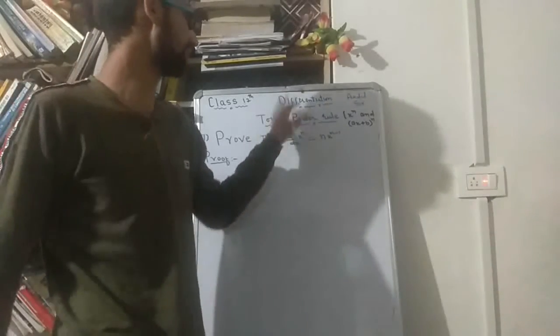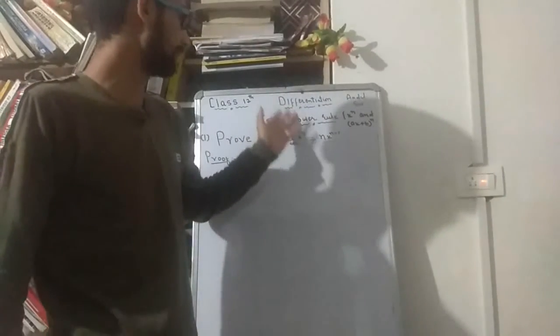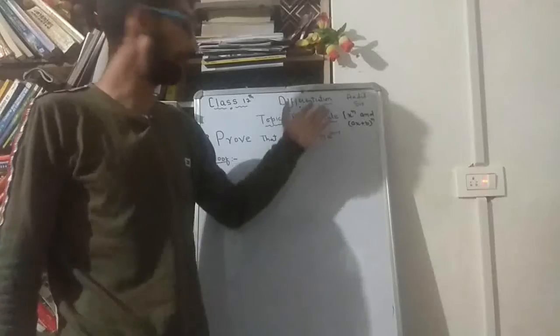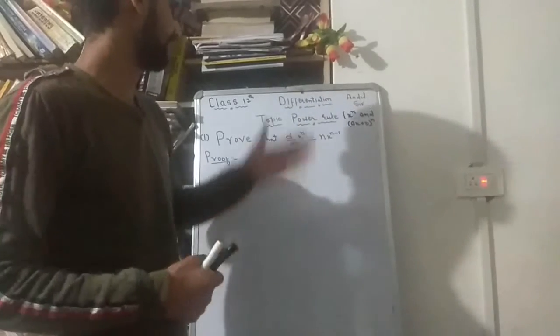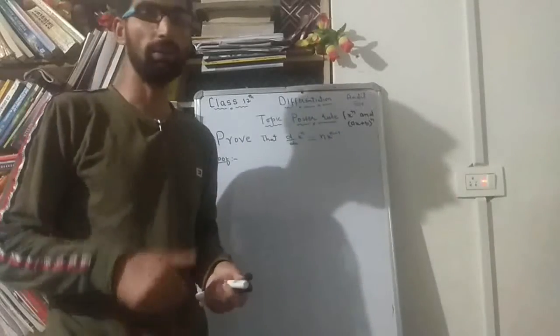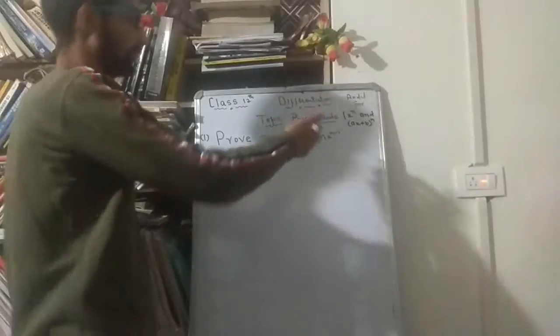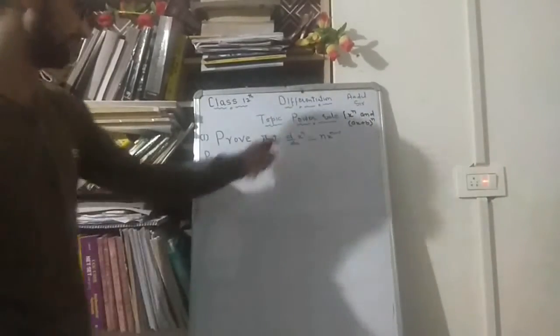We have already discussed differentiation on graph, as well as given its definition. Now we have a topic from this differentiation, and that is the power rule of differentiation. By the help of this power rule, we are able to find the derivative of an infinite number of functions.